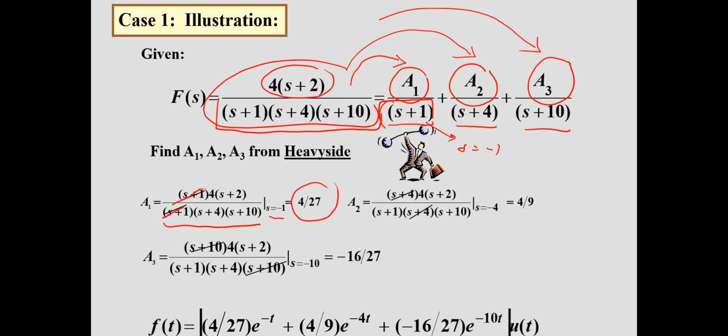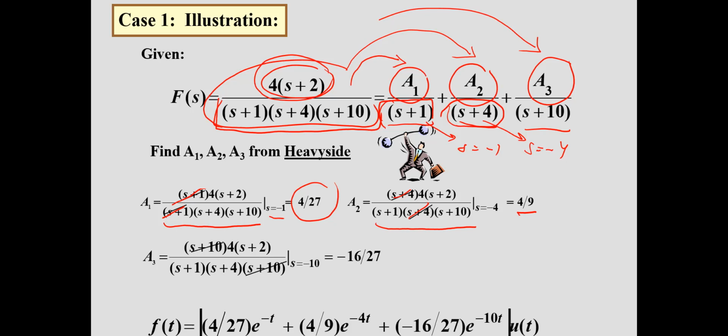And a2 is similar. a2 is a2 per s plus 4. So we have to write here s plus 1, s plus 4, and s plus 10. And then we multiply the upper equation by s plus 4, that is the root of a2. So we make a simple one like this, and then s equal to minus 4. So by finishing this equation, we get that a2 is equal to 4 per 9.